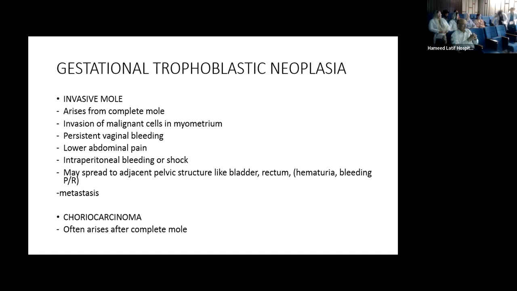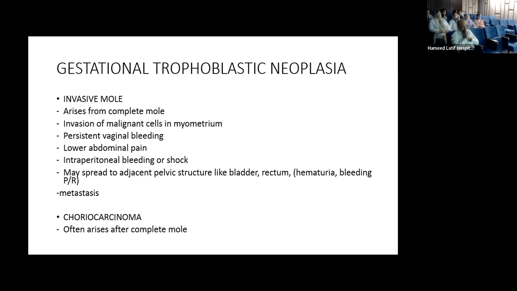Invasive mole is called invasive because of the invasion of the malignant cells in the myometrium, which may lead to the perforation of the uterus and cause intraperitoneal bleeding. So sometimes the patient may present with shock, as well as vaginal bleeding. Patients complain of persistent vaginal bleeding and lower abdominal pain because of the involvement of the uterus and the myometrium.